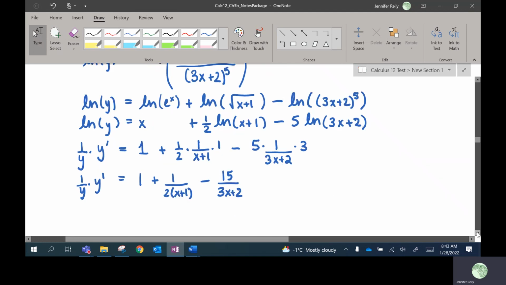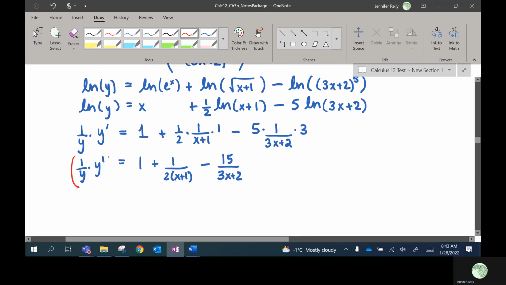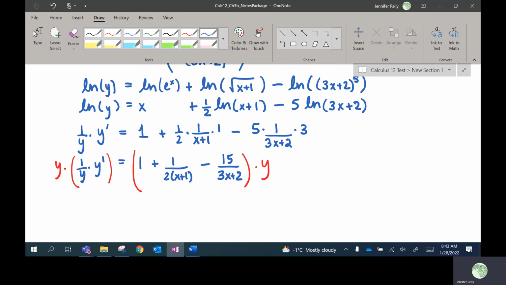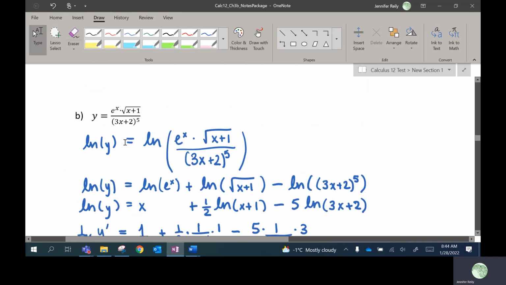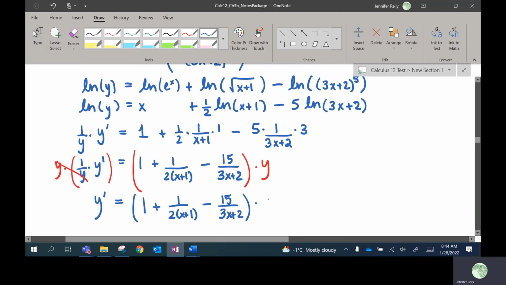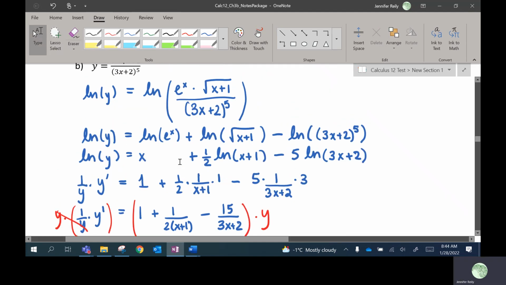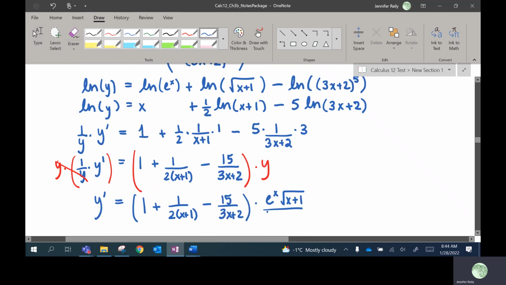Okay, now we're ready to multiply both sides by y. And remember, we don't want y in our final answer. That cancels out the y on this side. So I'm just left with y prime. We don't want y in our final answer, so instead of y, we will write the original function that equals y. I'm going to scroll up and find that in a second. So instead of y, it was e to the x root 1 over x, or 1 plus x, all over the 3x plus 2 to the power 5.